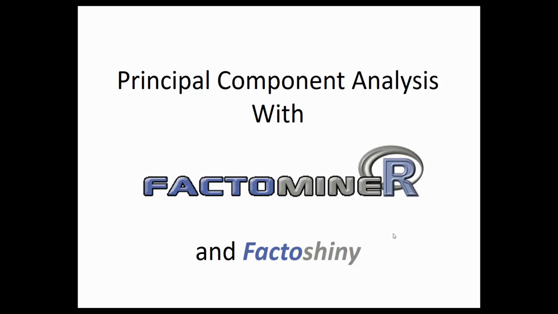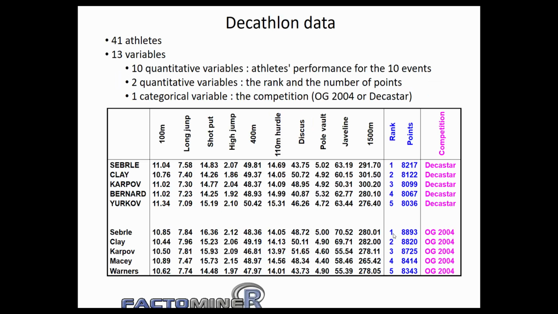In this video, we will see how to perform PCA with Factoshiny, the graphical interface of FactoMineR. To do this, we will use a dataset called Decathlon. The dataset has the following form. There are 41 rows corresponding to 41 athletes and 13 variables.